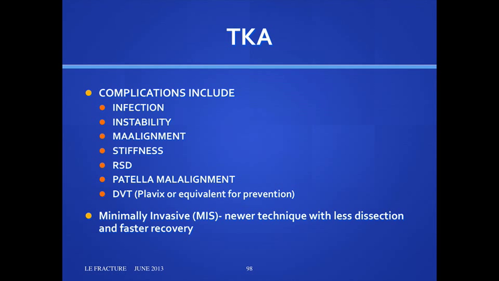Complications in total knees you should be aware of: infection, instability, malalignment, stiffness, reflex sympathetic dystrophy or CRPS, patella malalignment, and DVTs. Really important, DVTs are a frequent complication following orthopedic surgery, and for that reason, patients are often placed on a blood thinner, which is an aspirin or a Plavix or an equivalent. Minimally invasive surgeries are newer techniques with less dissection and faster recovery.